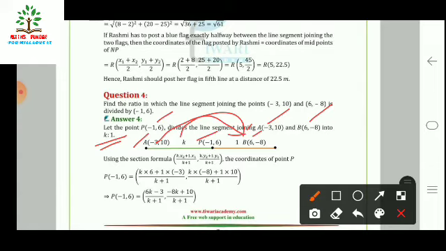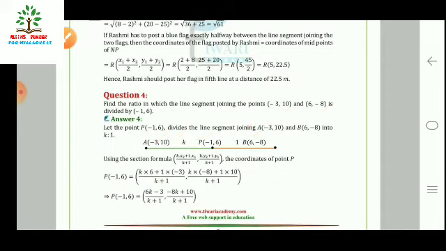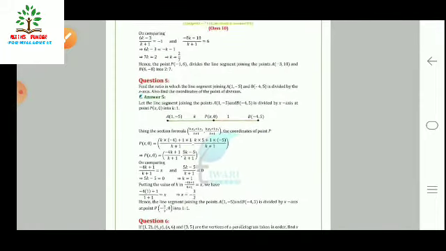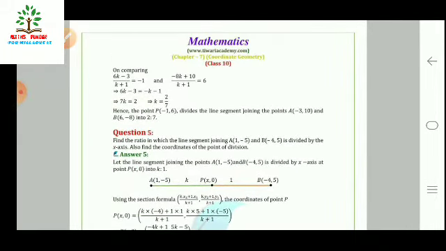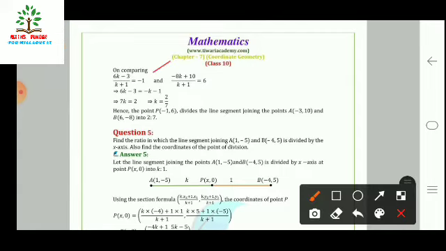Now what we have to do in the next step: we can easily see that this is the x coordinate, which equals the x coordinate of the position P. So we keep them equal and compare them. On comparing, we have (6k minus 3) over (k plus 1) equals minus 1 and (minus 8k plus 10) over (k plus 1) equals 6. On solving this, we get k equals 2 upon 7. So the required ratio is 2:7. If you take the ratio as k is to 1, it is very easy and simple for us to solve. So we can easily solve these questions.